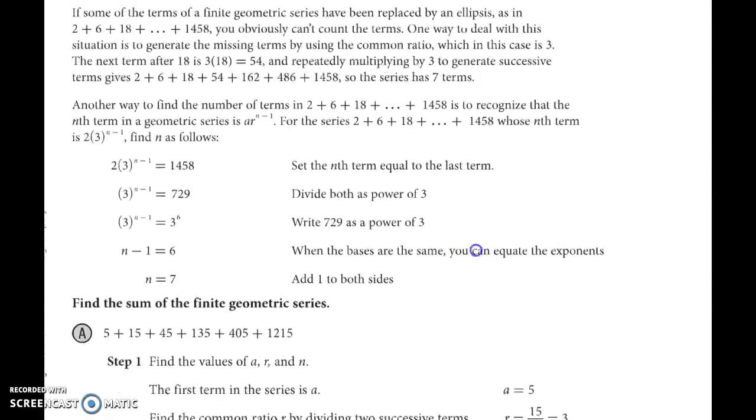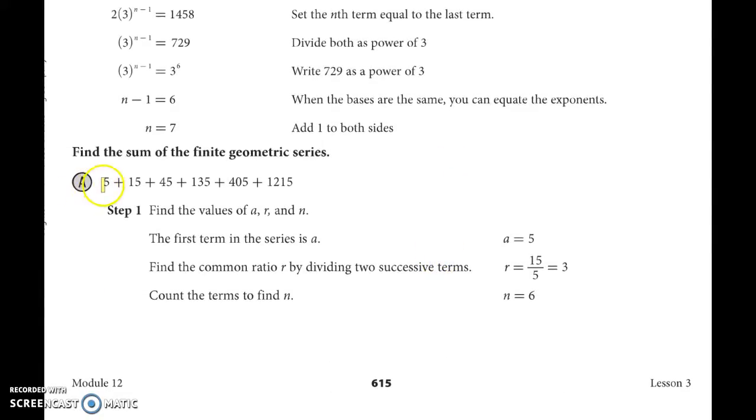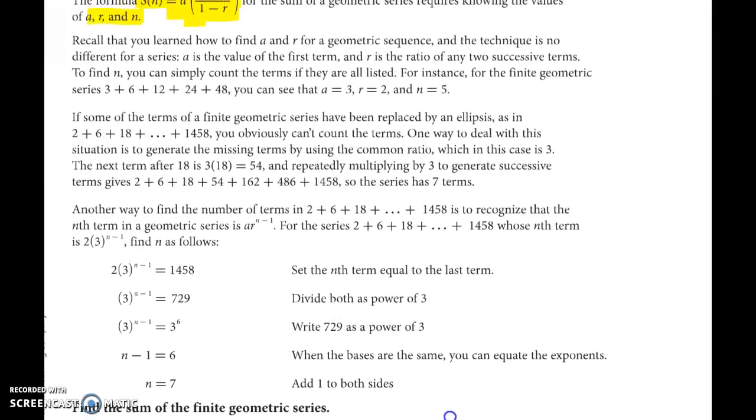So let's see how we would do this. Let's look at A. We have 5, 15, 45, 135, 405, and 215. We could add up every single one of these and get our answer, or we can use that formula that we were just introduced to.